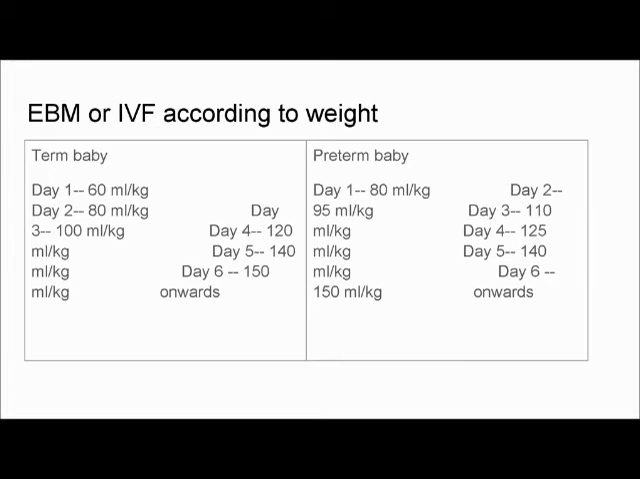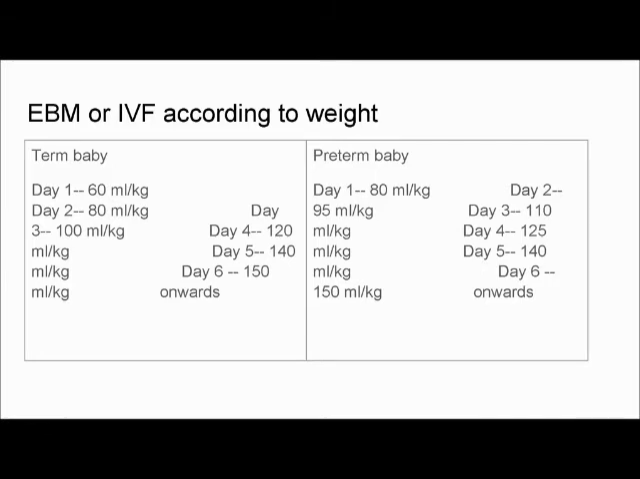And in preterm baby, on day 1 it should be 80 ml per kg, on day 2 95 ml per kg, on day 3 110, on day 4 125, on day 5 140, and on day 6 onward it should be 150 ml per kg per day.